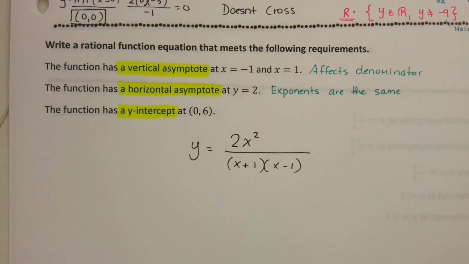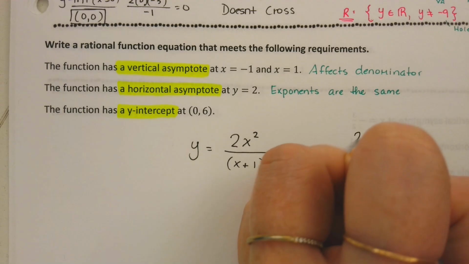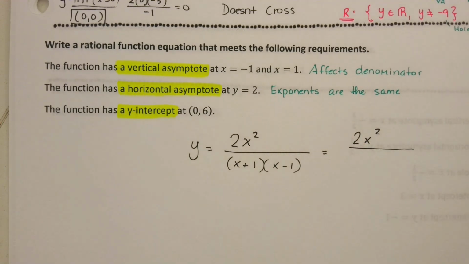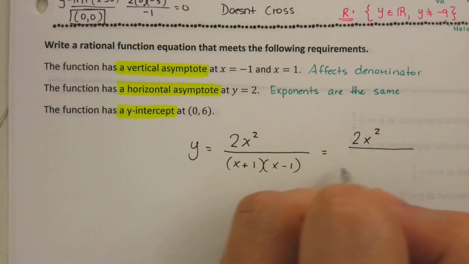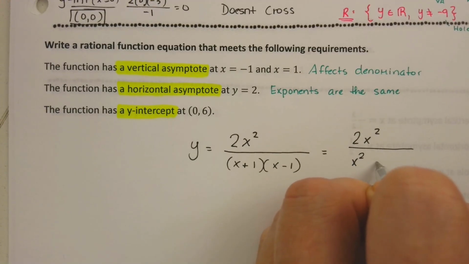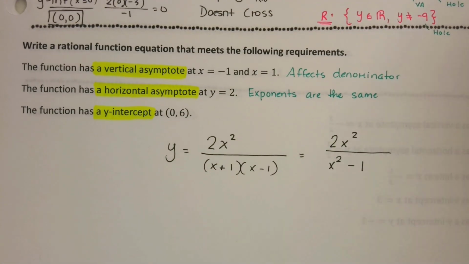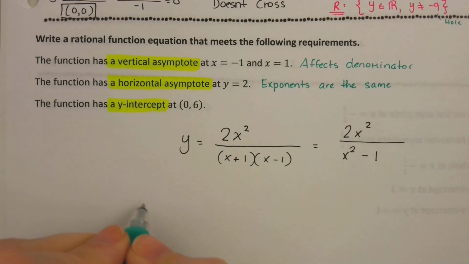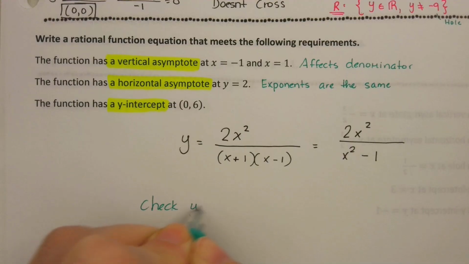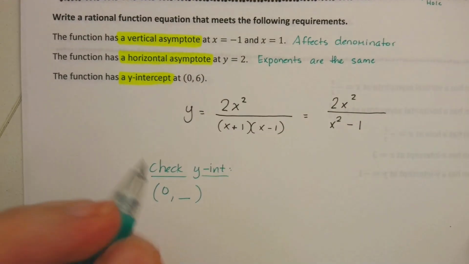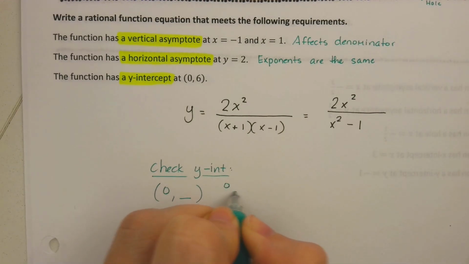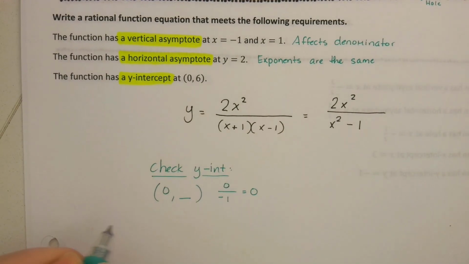Right. Okay. So thinking about what it is now, if you want to FOIL it out to help yourself think about this a little, what's the last thing we have to make sure it has? The y-intercept is 0, 6. If I FOILed the bottom, what would I get? X squared minus 1. Very good. It's a difference of squares. So let's just check the y-intercept. If I were to plug in 0 for x, what would I get for the resulting y? I would get 0 over negative 1, which is 0.